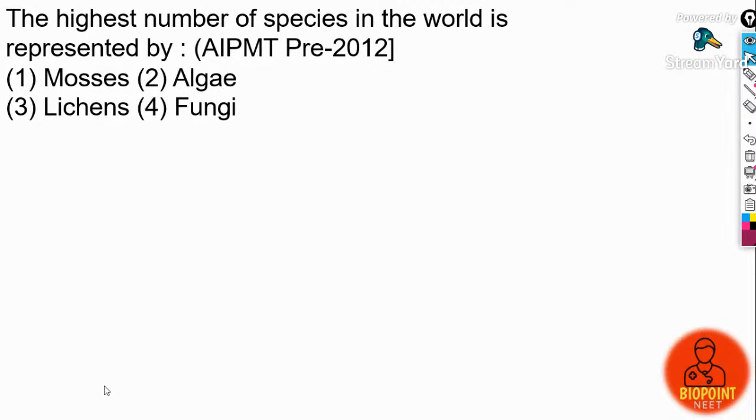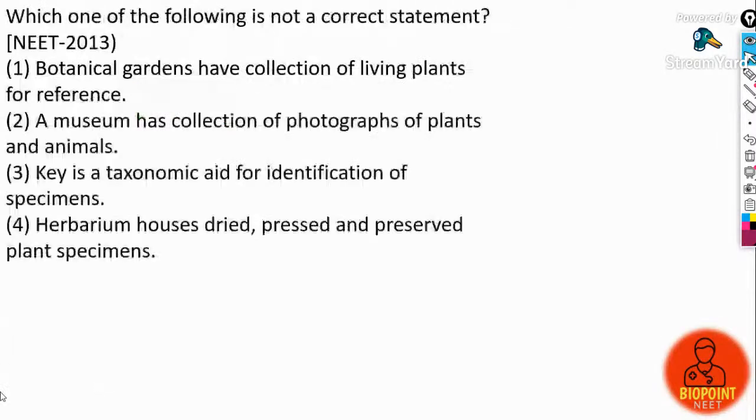Comment me fast. 1, 2, 3, or 4. Fast. Fungi. Exactly, that's the answer. If you all commented that, exactly, that's the answer. The highest number of species in this world is represented by fungi.